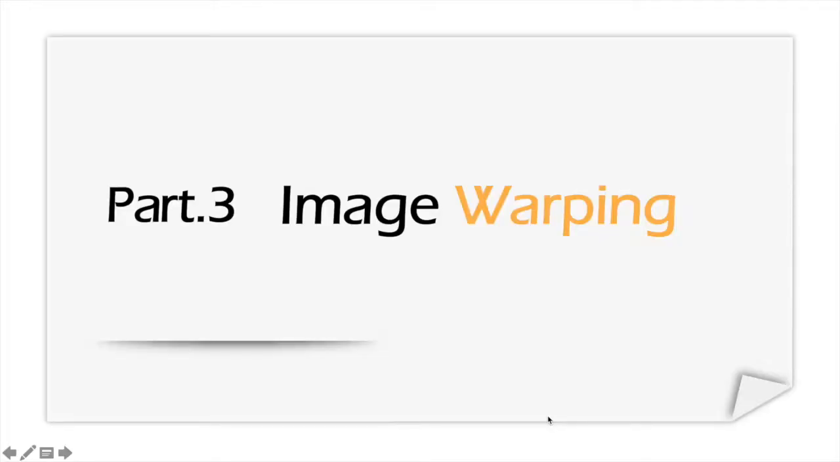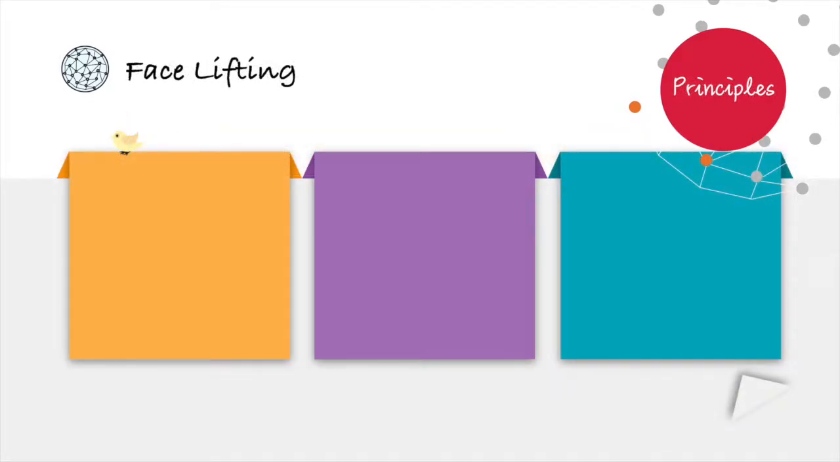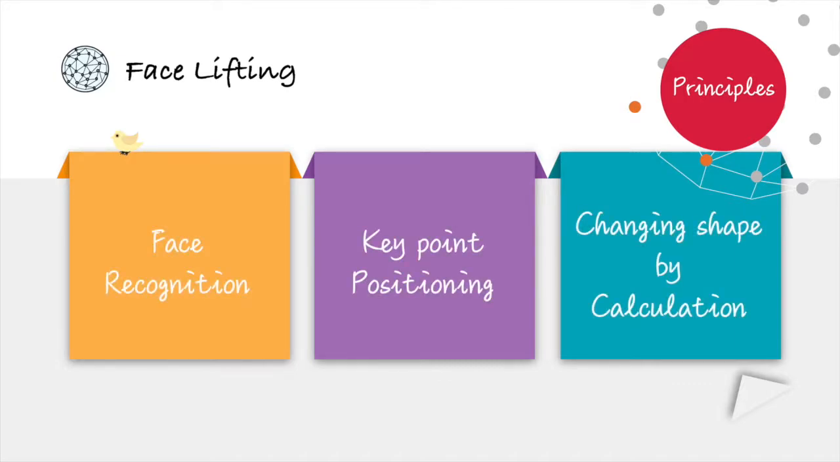Let's move on to the next part, image warping. Image warping can be applied in many functions, such as face lifting, eye enlargement, slimming, increasing smile, and so on. Let me take face lifting as an example. When dealing with face lifting, first apply face recognition technology to locate the facial key points, such as the position and distance of the eyes, nose, mouth, and the neck. Once these key points are found, local image warping can be performed by calculation.